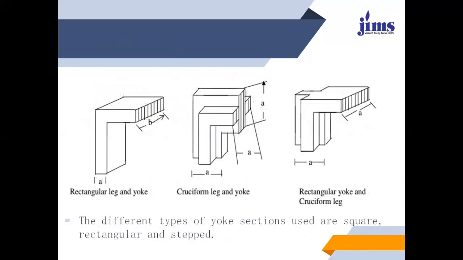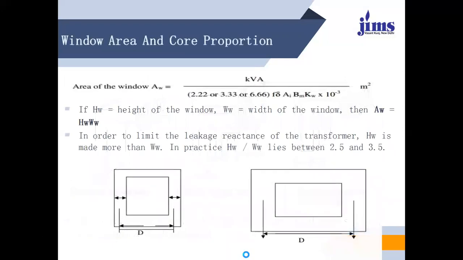So this will be the shape of the yoke. The yoke may be rectangular, or a cruciform leg with a rectangular yoke, or a cruciform leg and cruciform yoke. So these will be the structures of the yoke available for the system. The different types of yoke sections use the square type, rectangular type, and the cruciform type.